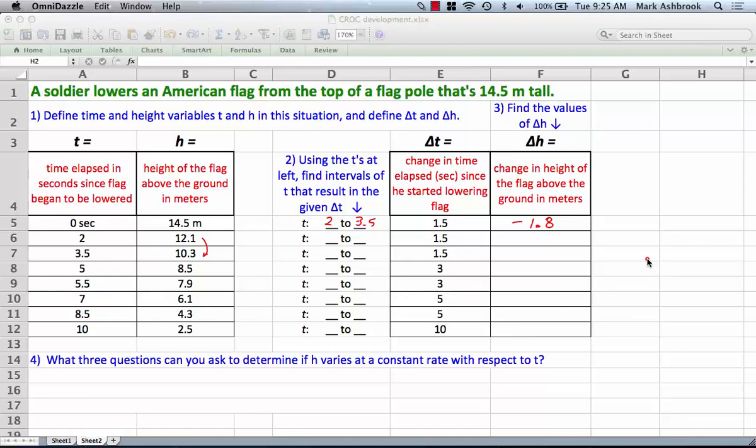Final minus initial. Okay, so just take like one more minute and finish the table. Anybody else have a question? What you doing?